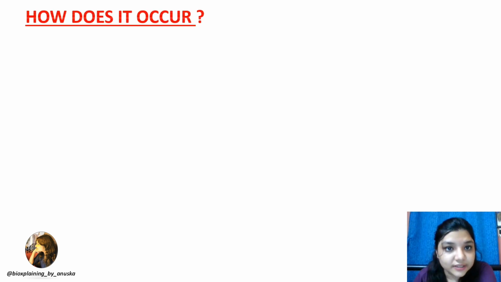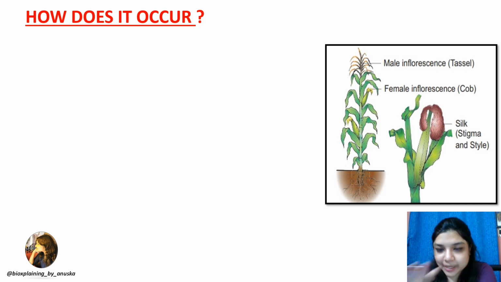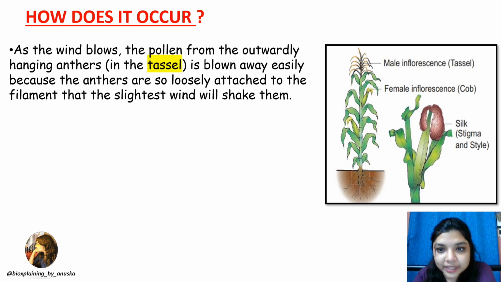So now let us understand how the pollination actually occurs. Okay, so the same image that we have seen just a while ago, I'm keeping it here in the same slide so that you can better relate to it. So as the wind is blowing, the pollen from the outwardly hanging anthers is blown away easily.